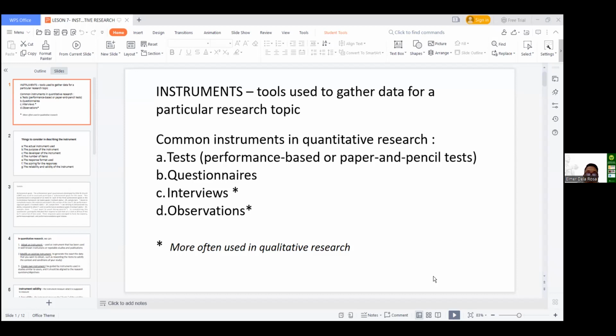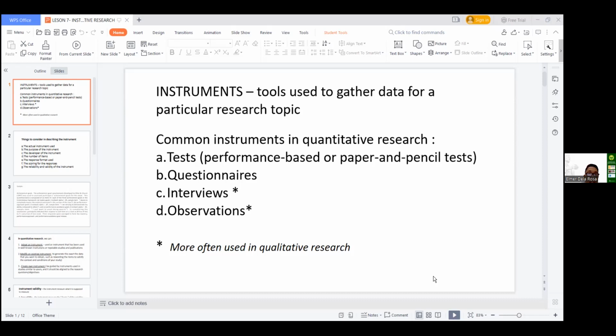So there are 4 common instruments in quantitative research that include tests, questionnaires, interviews, and observations. Although yung interviews and observations are oftenly used in qualitative research, there are cases also that interviews can be used to triangulate results of tests or observations. Pwedeng i-quantify din naman yan. So tests could either be performance-based or paper and pencil tests like for an achievement test. Pag ito naman ay attitude using survey questionnaires, and then pwede rin naman.